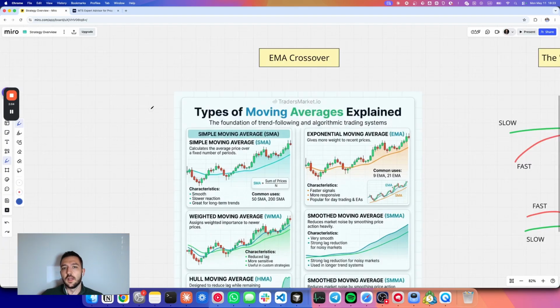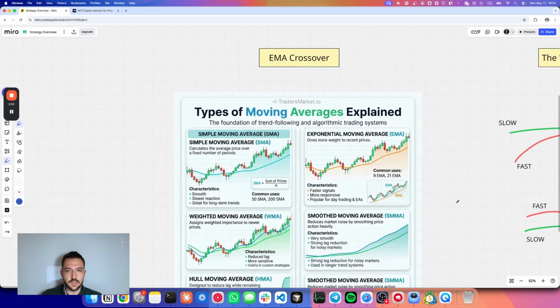So let's start with the EMA crossover strategy. Before we dive into the crossover, let's first see what an EMA is and why it is called that. EMA is short for exponential moving average, and this is the most popular moving average there is. It is an indicator, so it's basically this line, and it is calculated based on a specific formula.